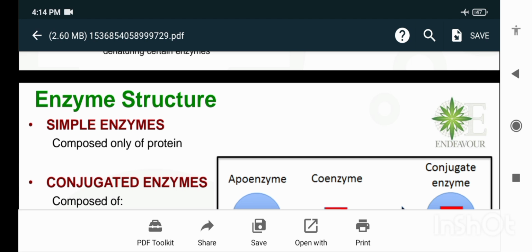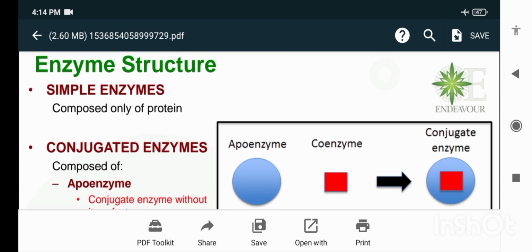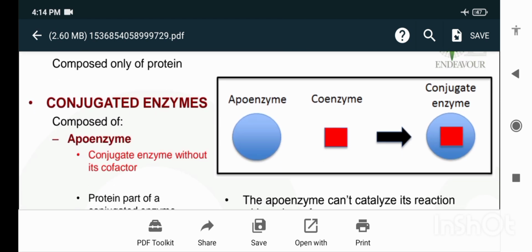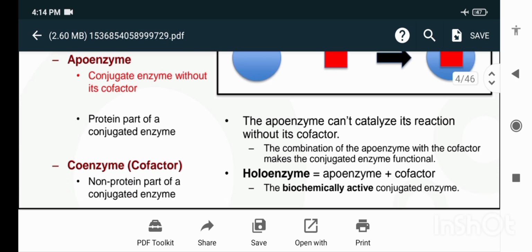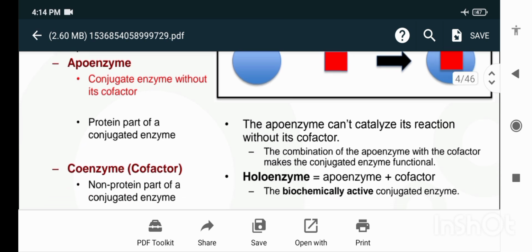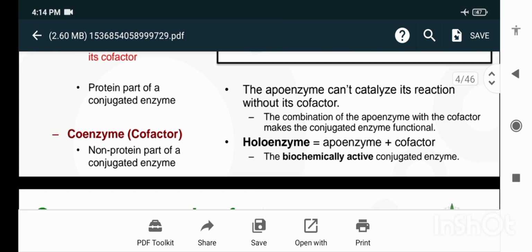Enzyme structure. Simple enzymes are composed only of protein. Conjugated enzymes are composed of the apoenzyme, which is the conjugated enzyme without its cofactor, plus a coenzyme. Apoenzyme is the protein part of the conjugated enzyme. The apoenzyme cannot catalyze its reaction without its cofactor. The combination of the apoenzyme with the cofactor makes the conjugated enzyme functional.